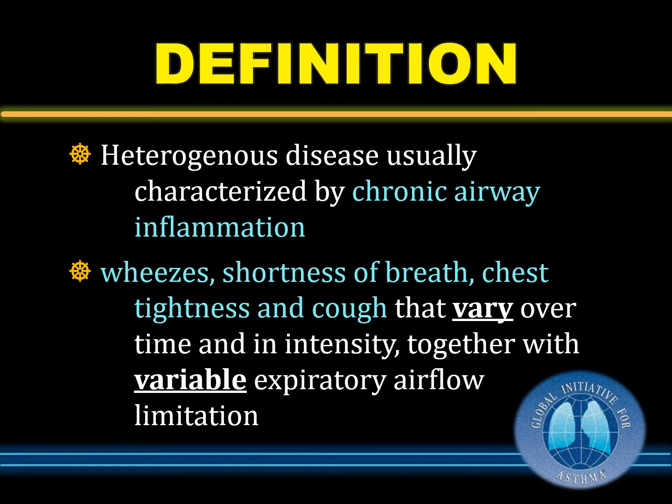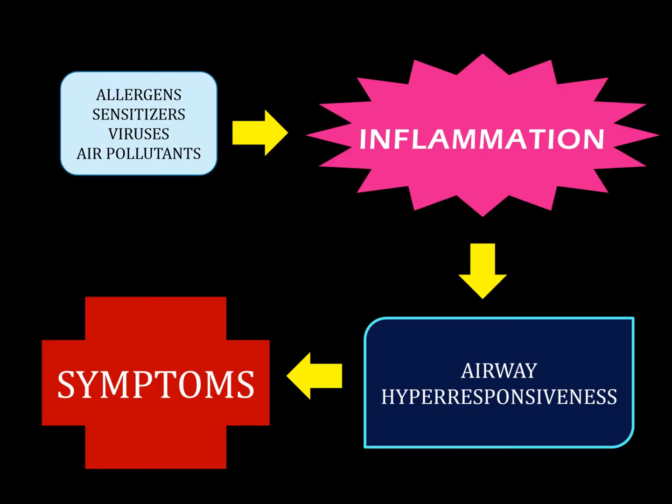By definition, asthma is a heterogeneous disease usually characterized by chronic airway inflammation. The wheezes, shortness of breath, chest tightness, and cough may vary over time and in intensity, together with variable expiratory airflow limitation. So this is a simplified illustration of how asthma occurs. In the presence of an allergen, a sensitizer, virus, air pollutant, or any other trigger, it can trigger inflammation in the airway, which will cause hyperresponsiveness and present as clinical manifestations in a patient.